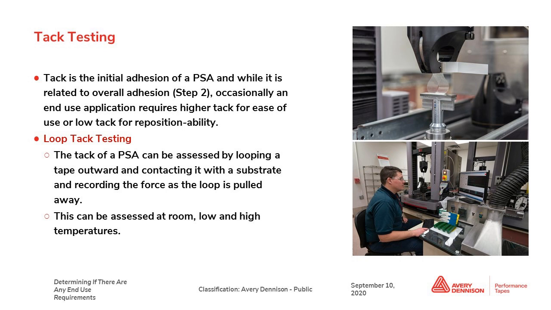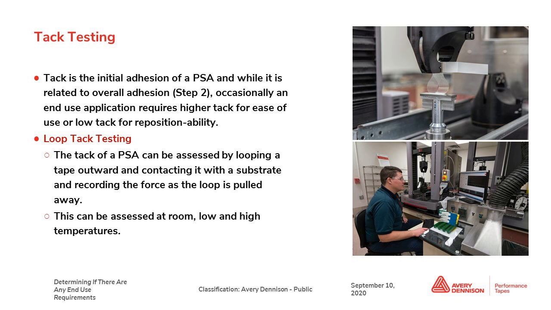Okay, so now we're flipping back to something that would be closely related to step 2, but it really falls more into a step 3 situation. Tack is the initial adhesion of a PSA. And while that might be related to the overall adhesion that you need to consider for step 2, it occasionally becomes an end-use requirement, okay? So maybe your die-cut part is in a quick assembly process where an operator is quickly applying die-cut parts to a small assembly, and they don't have time or good pressure conditions, so they need high tack, okay?